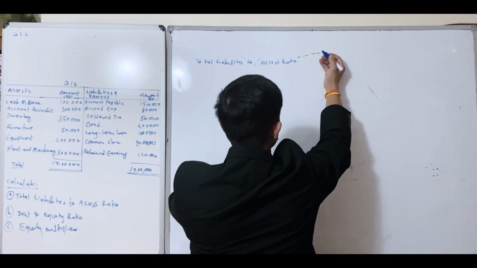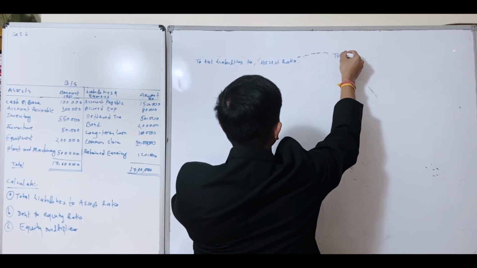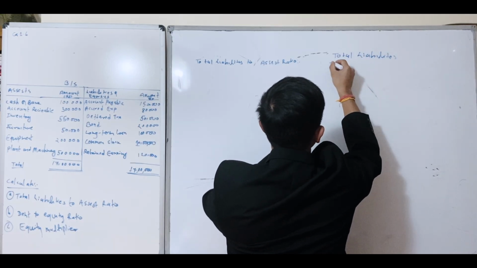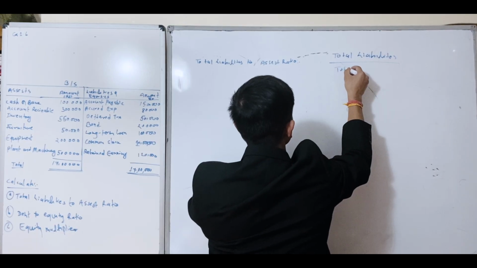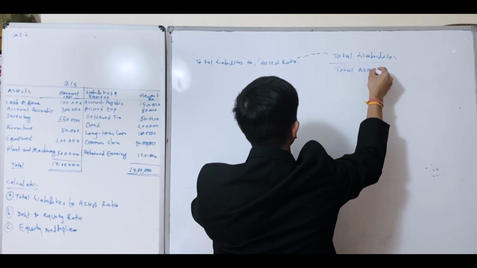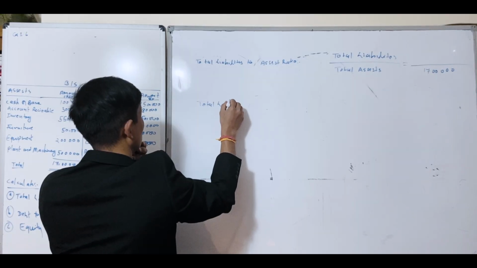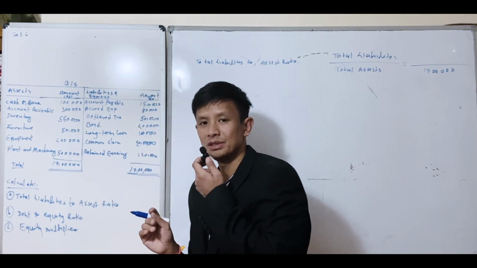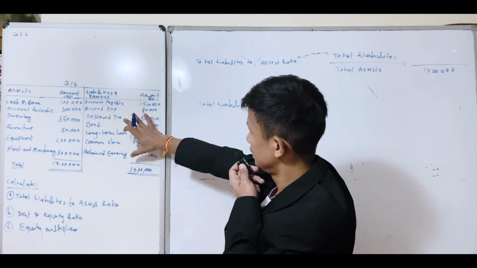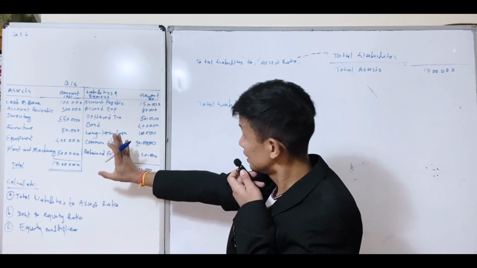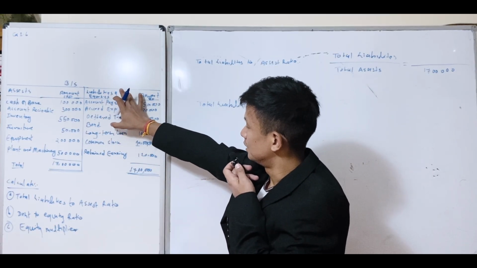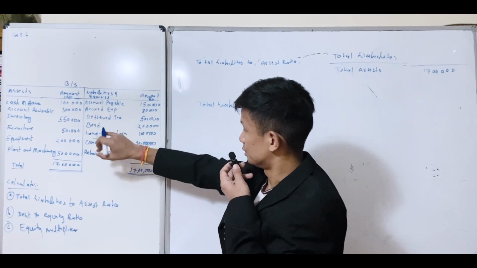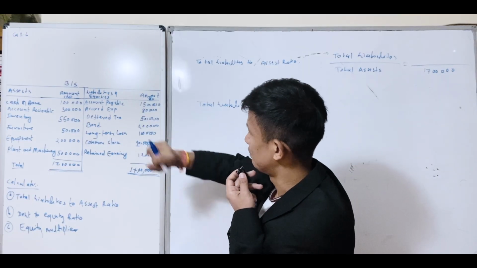The formula is total liabilities divided by total assets. Most of the time the students get confused that the total of these liabilities and equities is the total liabilities, but it is not, because the right hand side of the balance sheet is total liabilities and equities, so we have to deduct the equities from the total liabilities.